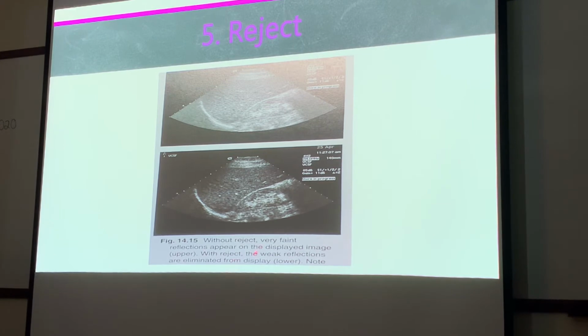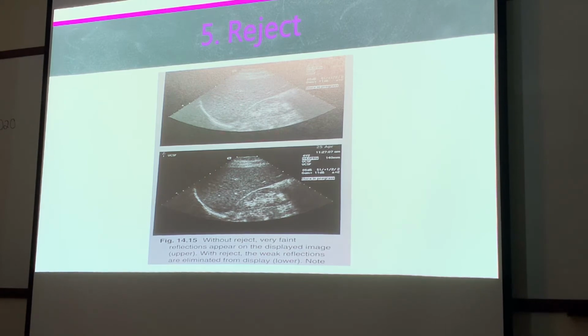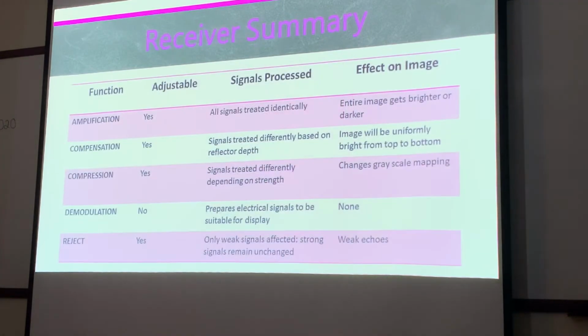Okay, but with reject, the weak reflections are eliminated from the display on the lower image. So all of those weak reflections, again, reject is not something that's always going to be good. Again, if that's meaningful information, don't use the reject key. Okay, don't use the reject button or the reject knob. So guys, that's our receiver right there.